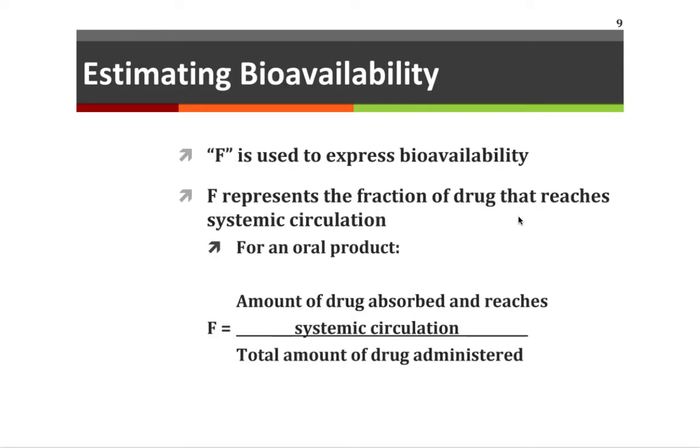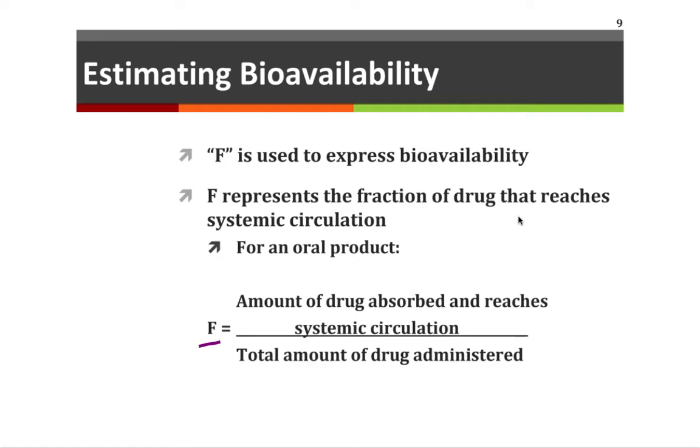So F is the symbol that is used to express bioavailability. As far as the definition is concerned, F represents the fraction of drug that reaches systemic circulation. It can also be stated differently as it represents the rate and extent of absorption of drug. And for an oral product, bioavailability F can be determined by determining the amount of drug absorbed and that reaches systemic circulation divided by the total amount of drug administered.